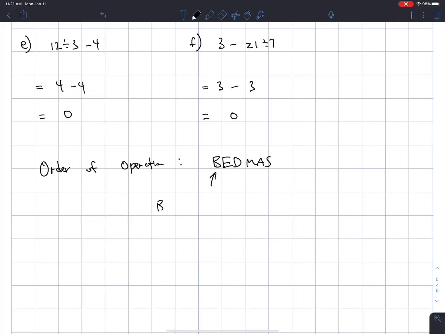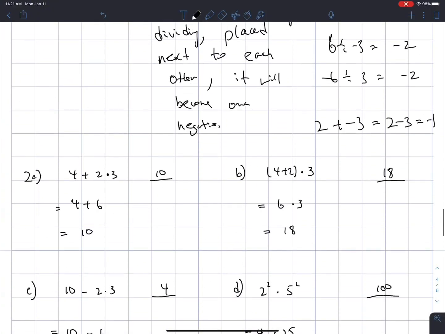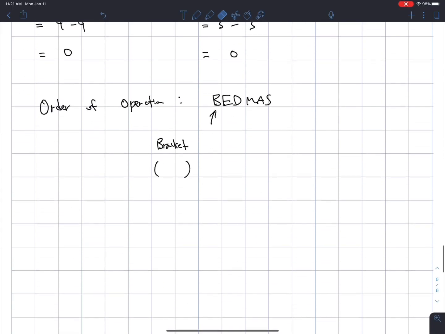B means bracket. So in math, whenever you see a bracket, you do whatever is inside the bracket first. Just like here, that's why I did 4 plus 2 first to get 6. E stands for exponents. You already know what exponent is. D stands for division. So you also know what division is. M stands for multiply.